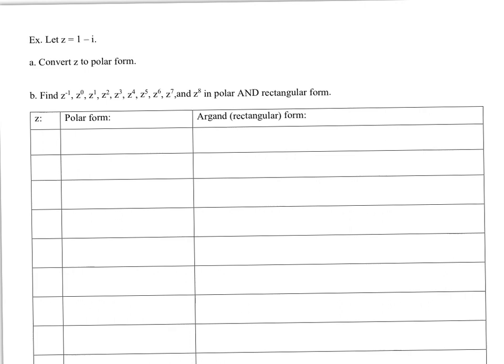This is the second part of lesson 8.8. We're going to start by letting z equal 1 minus i. In order to find the powers of z, we're first going to convert it to polar form. Remember, from the first part of the video and from 8.7, to convert to polar form, we start off by setting r squared equal to a squared plus b squared.